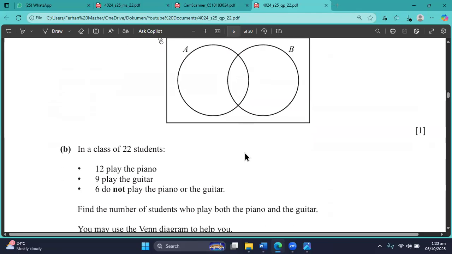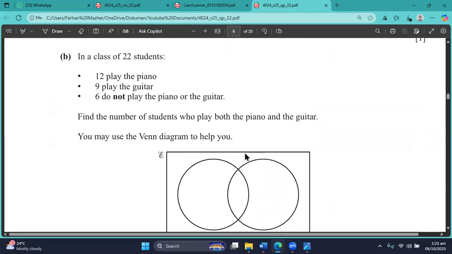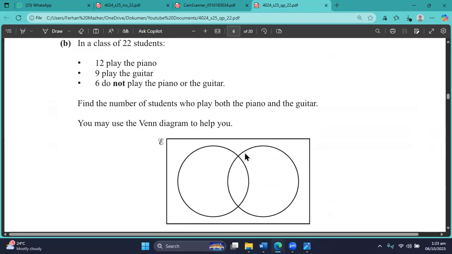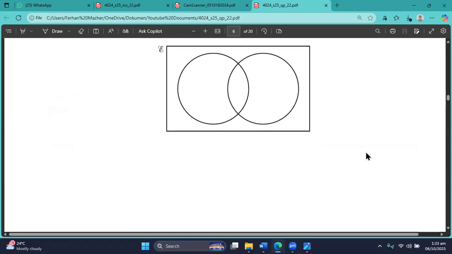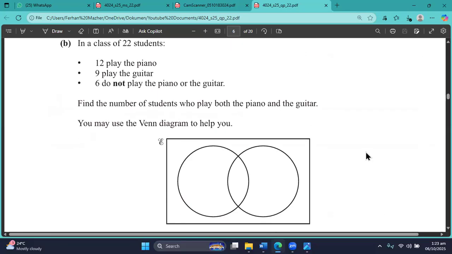So the question number 9 and its B part, he says, in a class of 22 students. So total students are 22, 12 play the piano, 9 play the guitar, 6 do not play the piano or the guitar. Find the number of students who play both the piano and the guitar. You may use the Venn diagram to help you. Okay, it's a 2 marks question. This is question number 9 and it's B part.